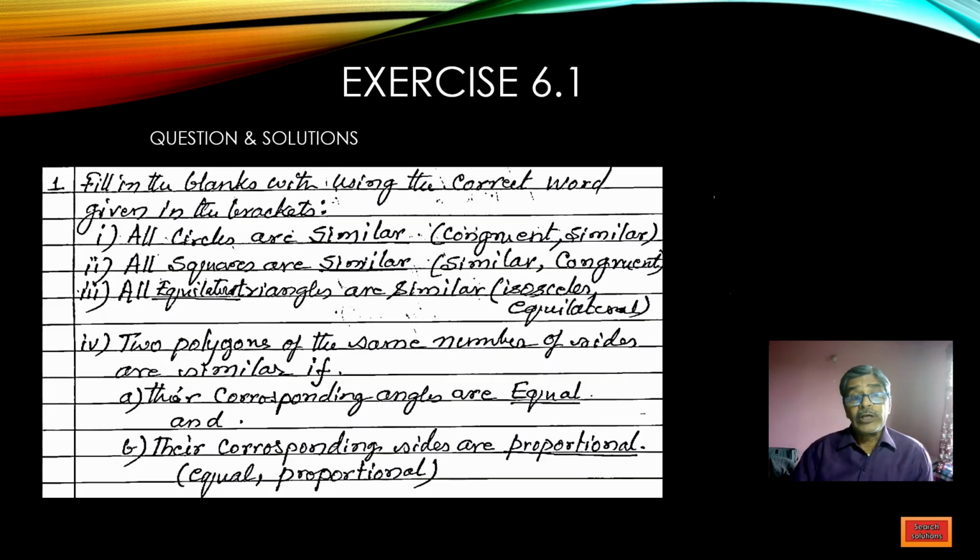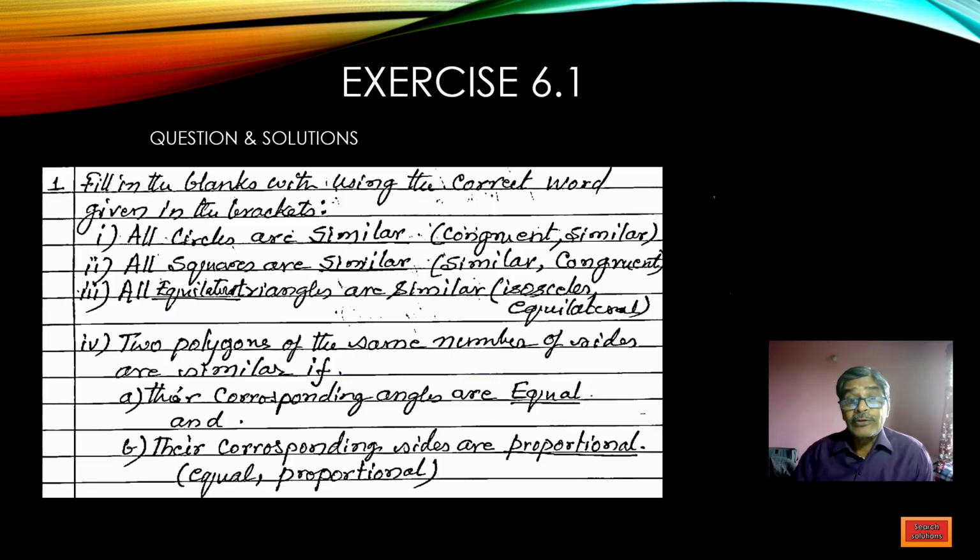So based on this, let us fill in these blanks. The first question: all circles are whether congruent or similar. All circles are similar. That is because when I draw circles, they may be of different diameter or radius. When I say just circles, I'm not mentioning the radius of each circle. That means they are similar.